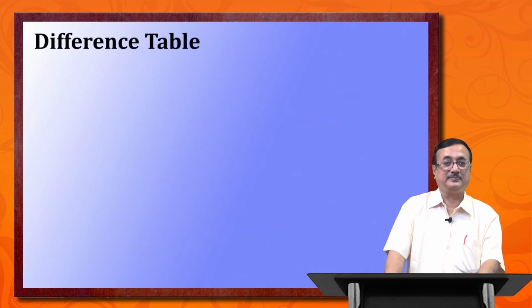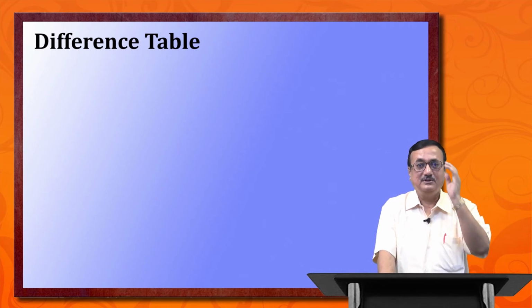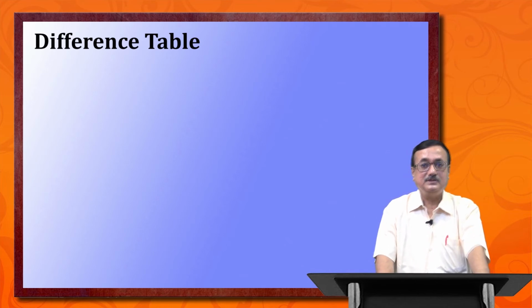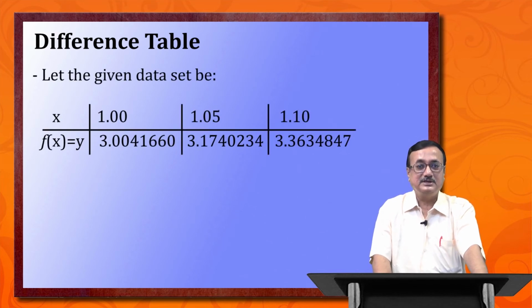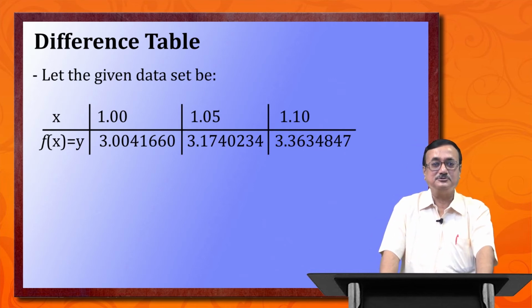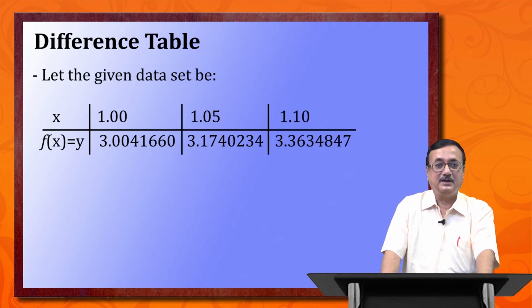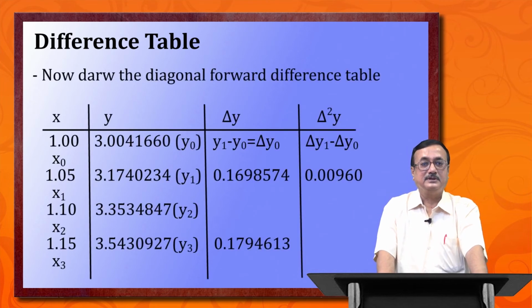Now, the difference table. Let us now construct a difference table. Let the given data points be like this: x is equal to 1, 1.05, 1.10. Note that all values of x are equispaced. The difference h is equal to 0.05 and the corresponding values of y are given here. Now, the difference table will be constructed like this.